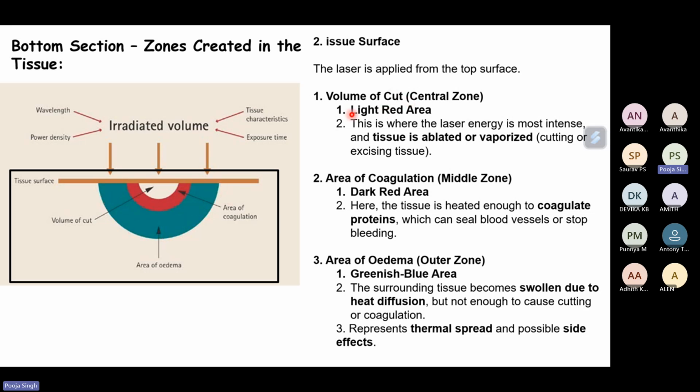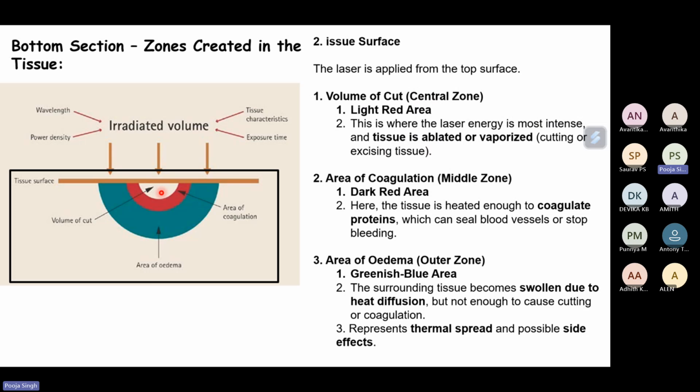So what does this central zone cause? This is a light red area. This is where laser energy is most intense. Here the laser energy will be most intense, and tissue is basically ablated or vaporized. Vaporization or ablation means the tissue will be removed, or cut off, as if you are just cutting the tissue layer. The vaporization of that area will occur.